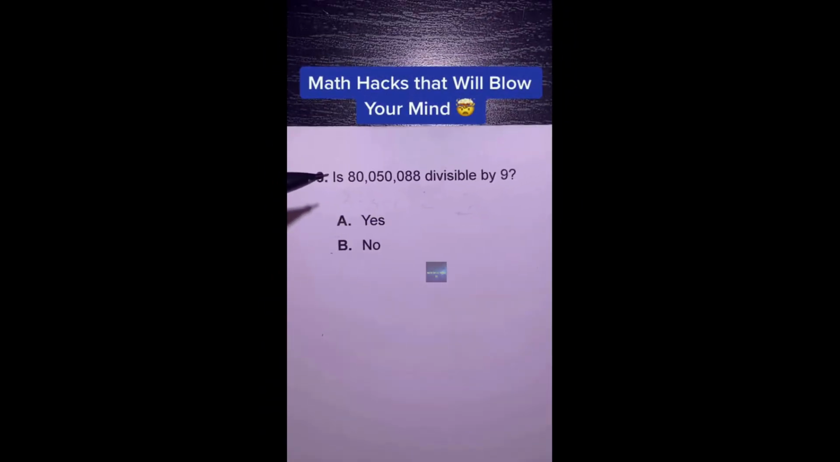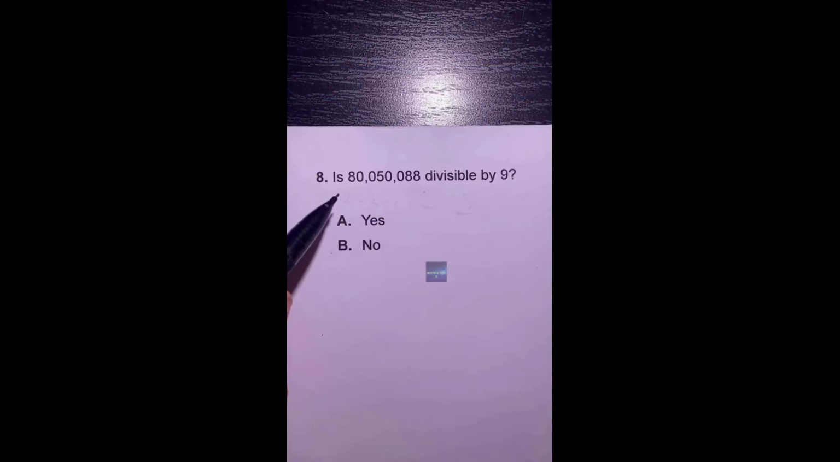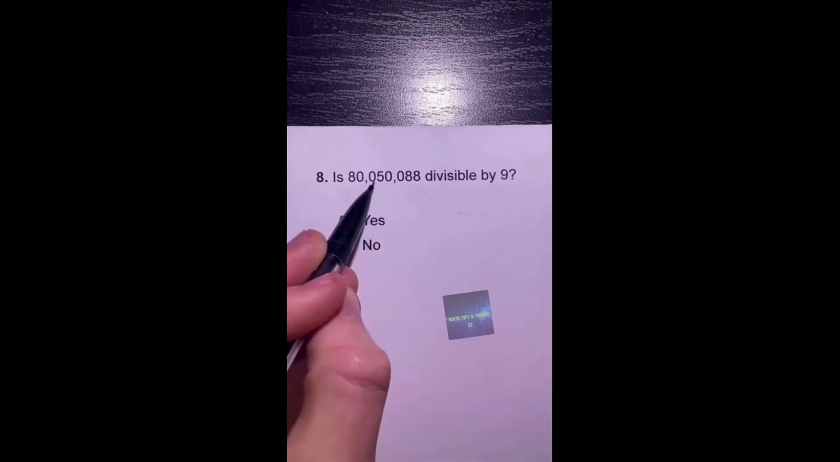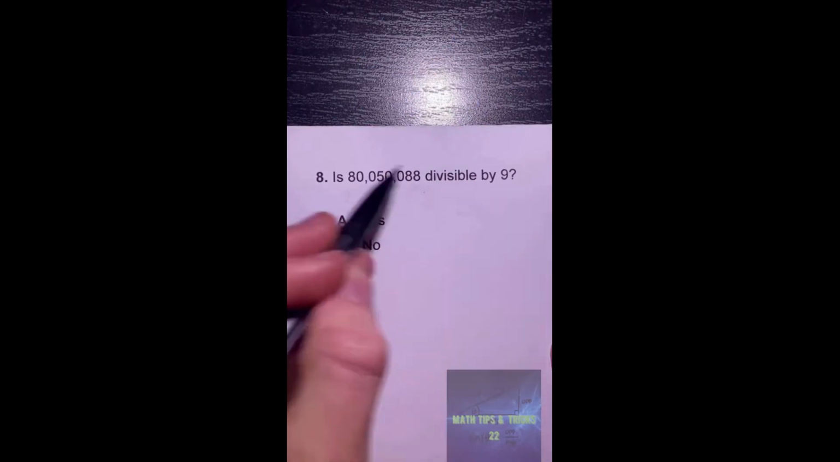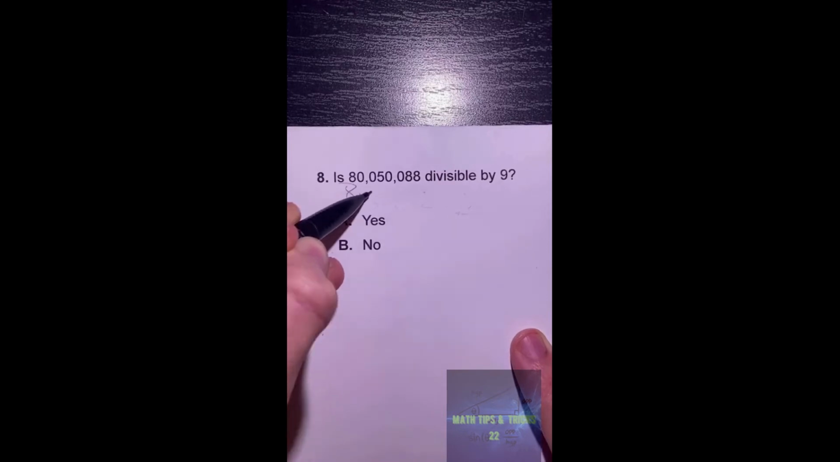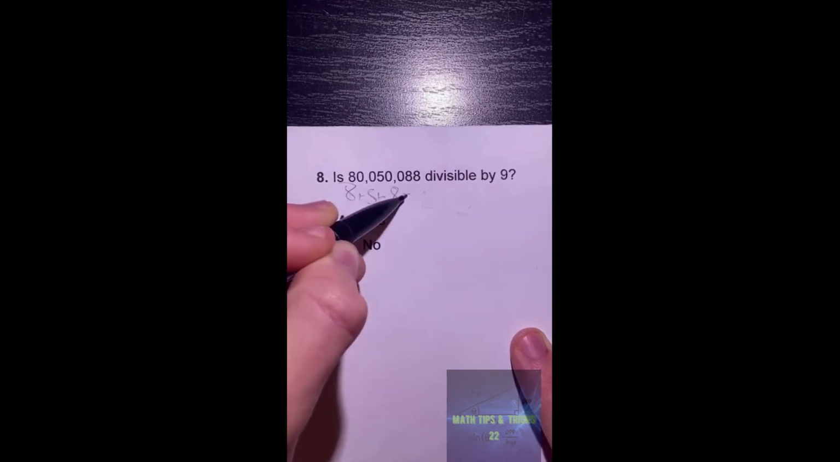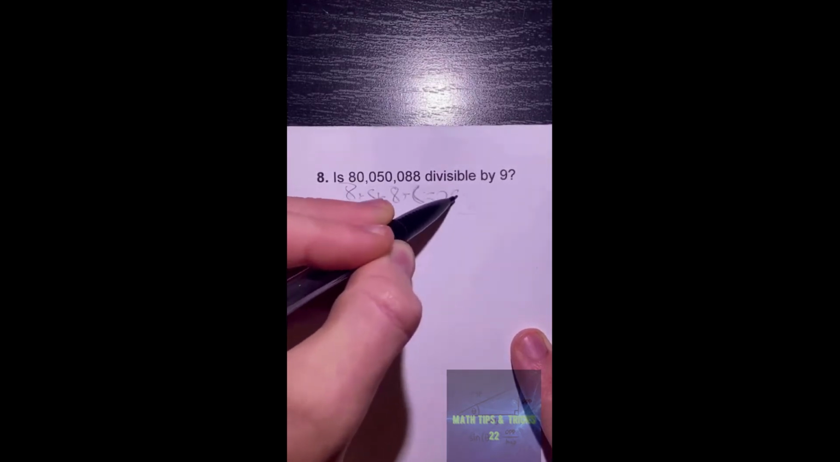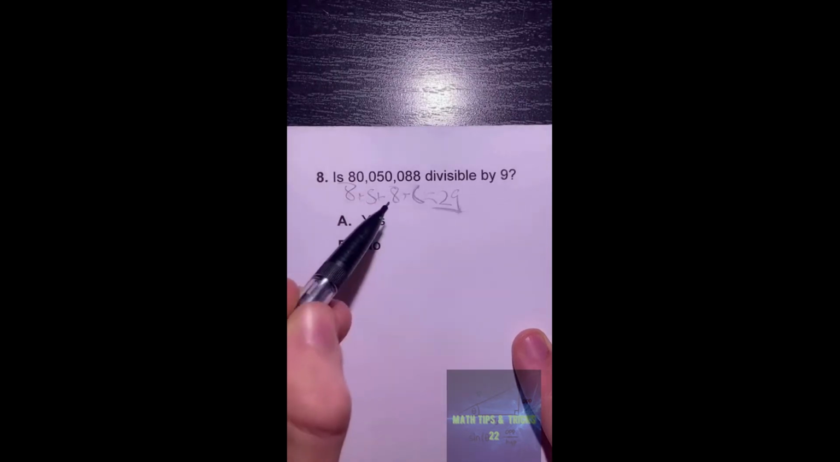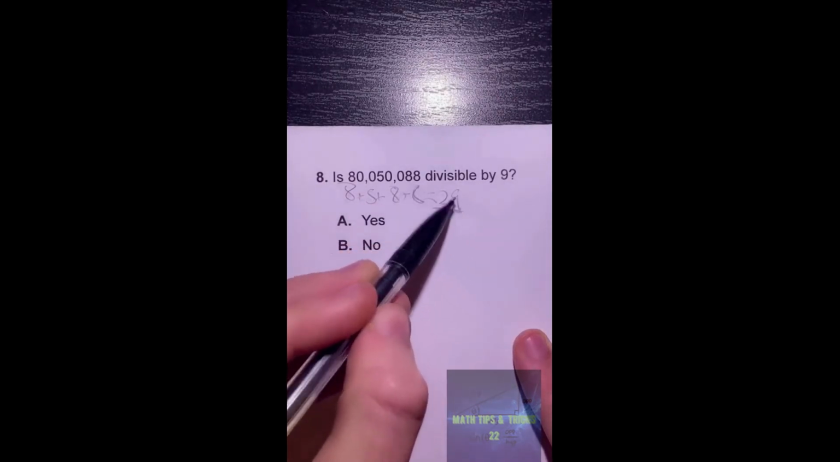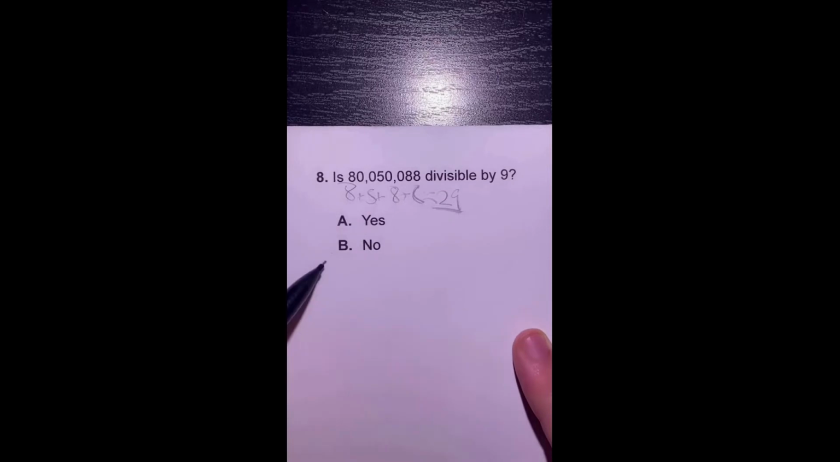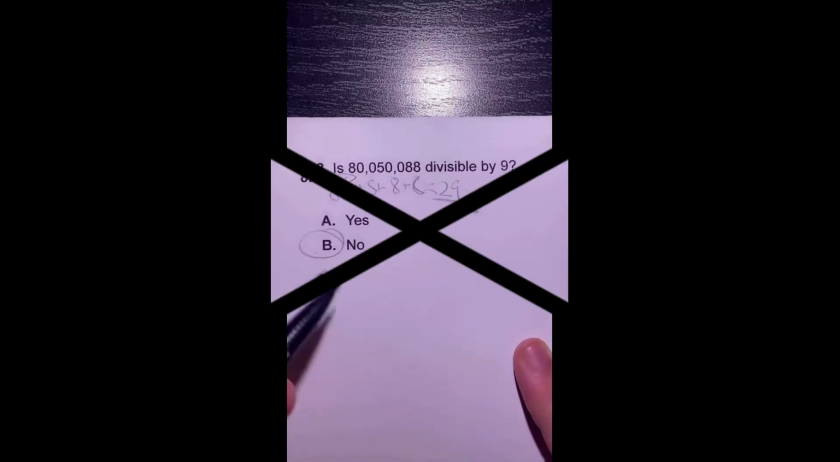Here's math hacks that'll blow your mind. Part 1. All right, so if you have a question like this, or if you're asking if some number is divisible by 9, all you have to do is add digits. So 8 plus 5 plus 8 plus 8, that's equal to 29. And if that number you get from adding the digits is divisible by 9, your answer will be yes. And if it's not, your answer will be no. So you can choose B, no.